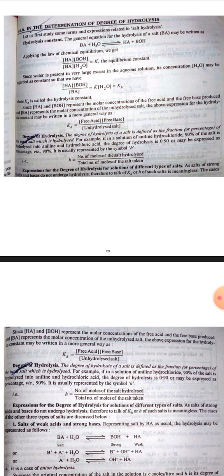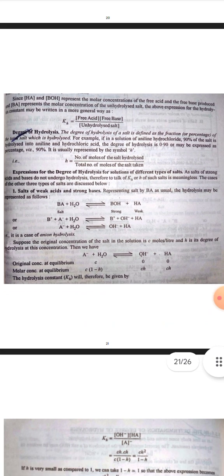Expression for the degree of hydrolysis for the solution of different types of salt. As salts of strong acid and strong base do not undergo hydrolysis, therefore to talk of Kh or h for such salts is meaningless. The cases of the other three types of salt are given below. First, salt of weak acid and strong base.